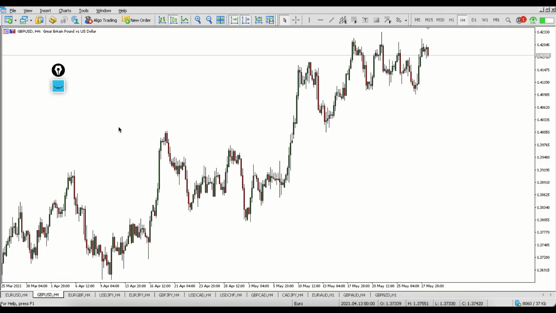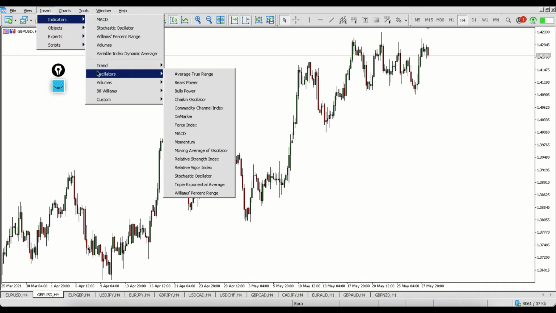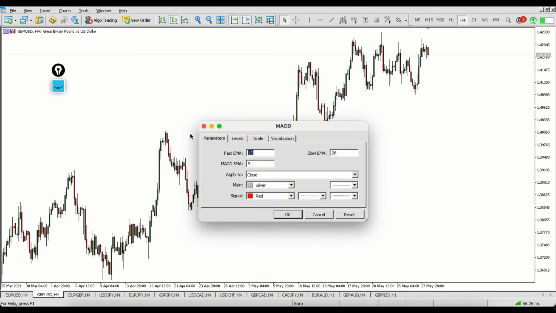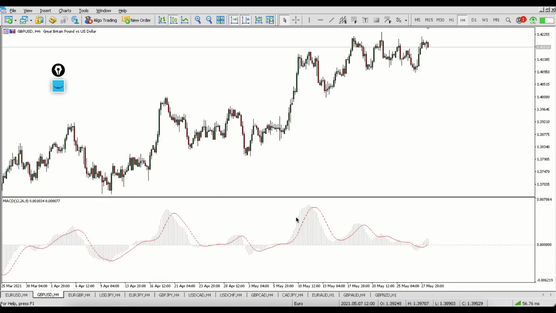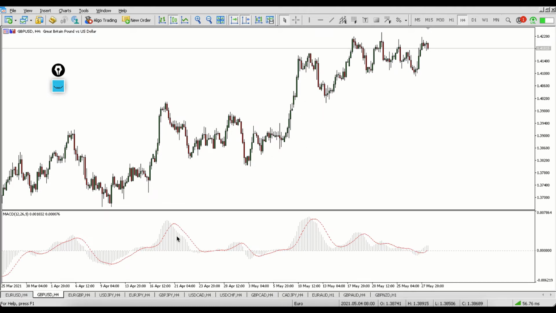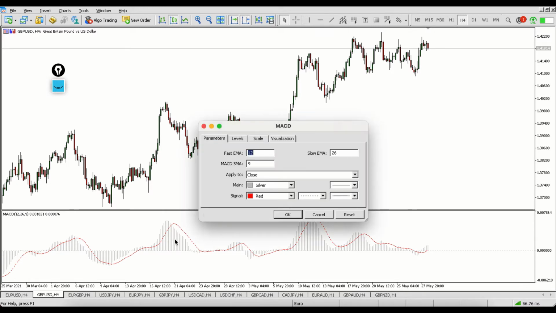You open up a chart, then go to indicators, oscillators, and then choose the MACD. Before we load it on the chart, we're not going to change any of the parameters. Like I said, it comes up below the chart, right here. If you can't see the indicator very well, depending on your chart settings and the colors that you've chosen, you can then change the colors of the indicator.